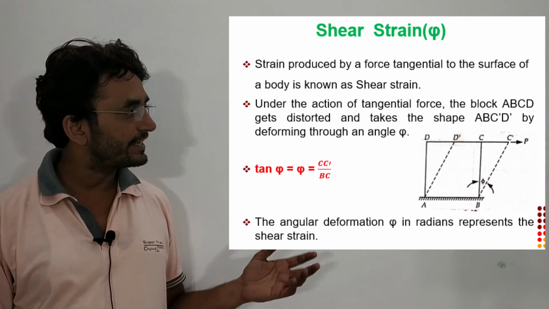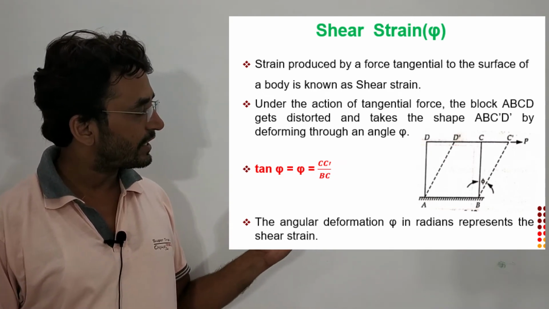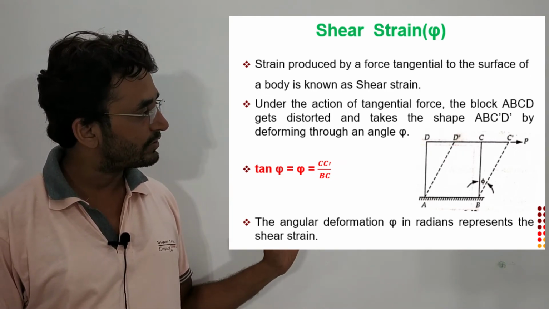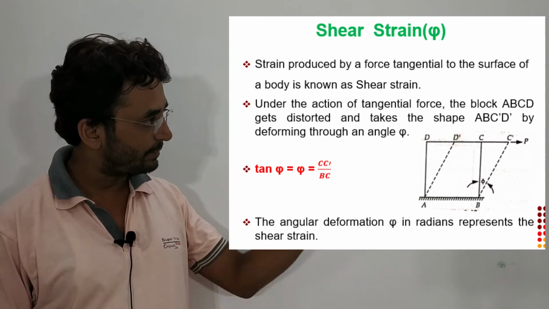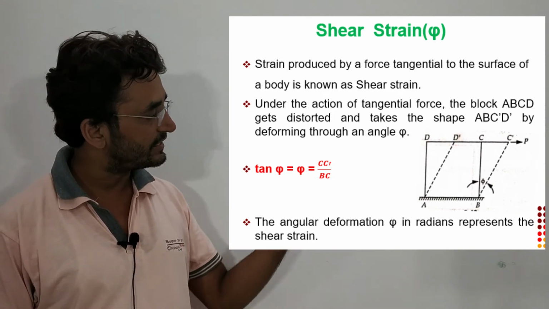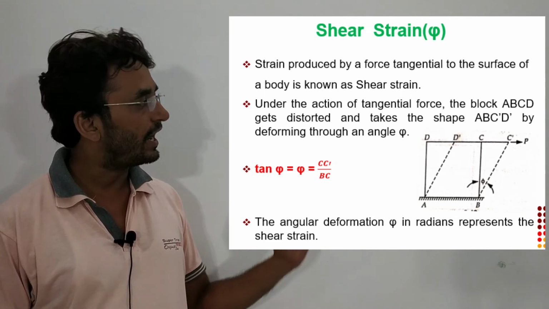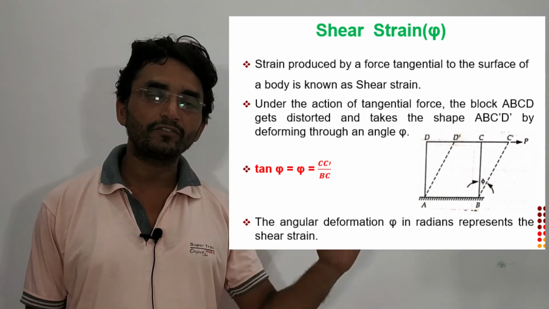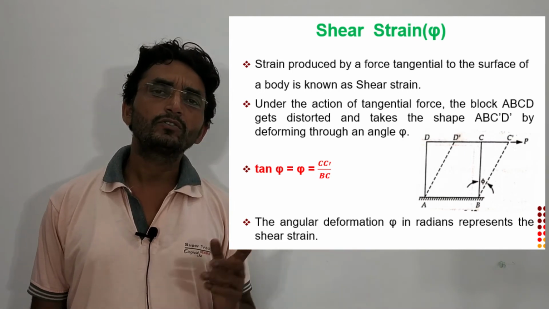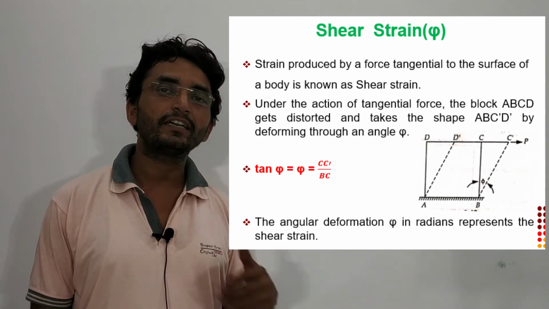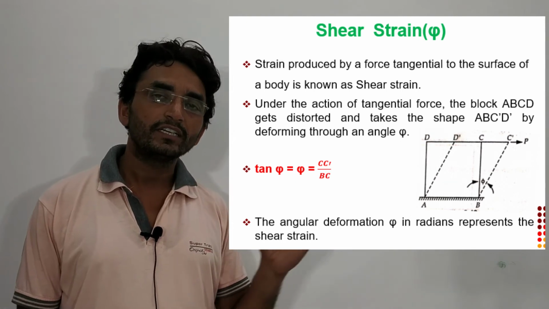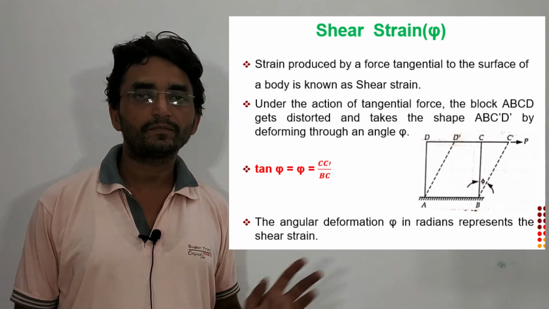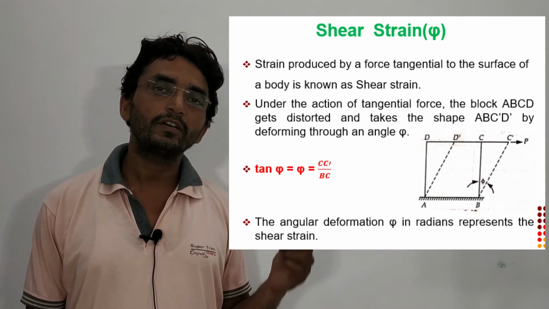So we can easily calculate phi. Apply the formula, tan phi equals perpendicular upon base. So perpendicular will be CC dash and base is the height of the block. We can assume that the angle made by this shift, phi, is very small, so we neglect the tan and directly write phi is equal to CC dash upon AB. So this is the formula for shear strain.